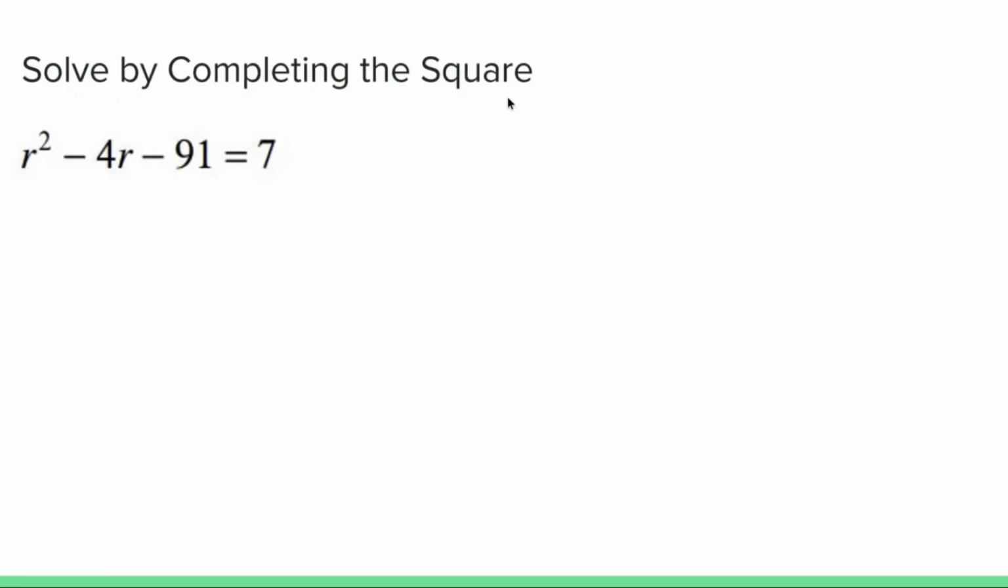Solve by completing the square. Now, in order to do completing the square, the first thing you need to do is make sure that everything that is a squared or a regular variable is on the left and everything that's not is on the right. So I have to get rid of this negative 91 by adding 91 to both sides. Cross it out. So now I have just the quadratic term and the linear term equal to 7 plus 91, which is 98.